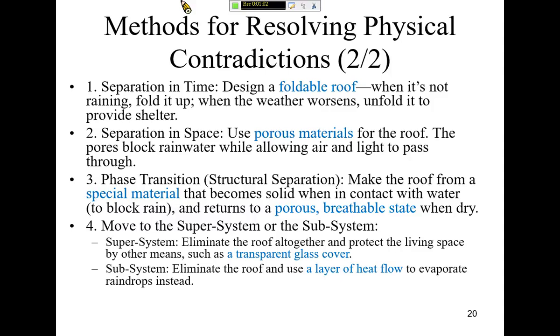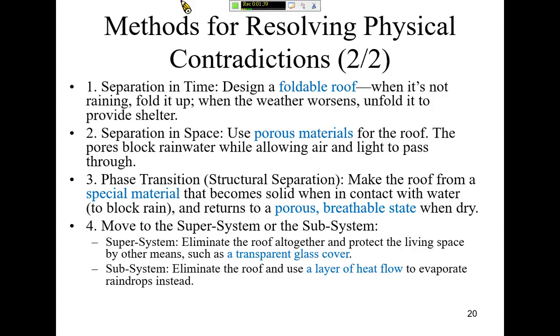The third one is the principle of phase transition, or sometimes structure separation. We can make the roof from special materials that become solid when in contact with water and return to a porous and breathable state when dry.